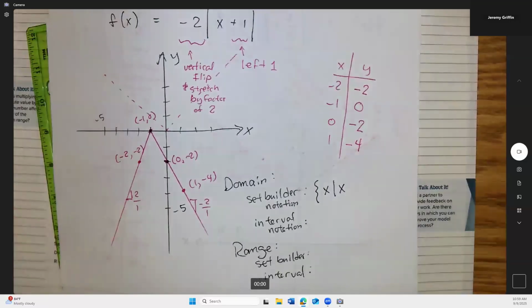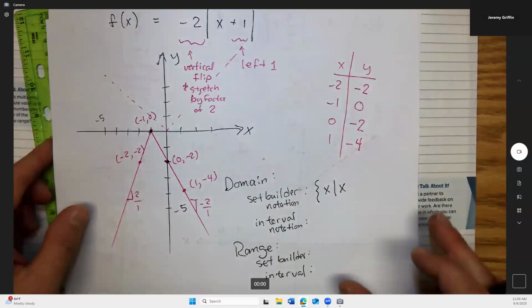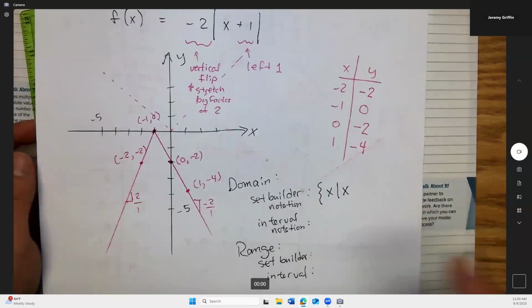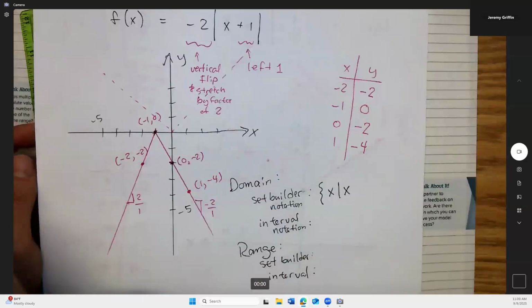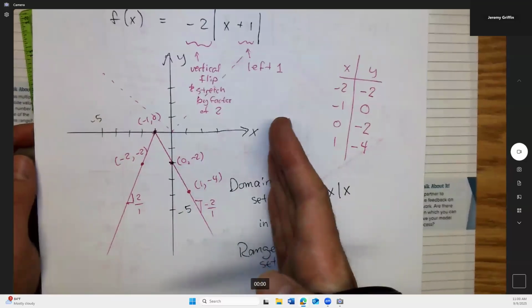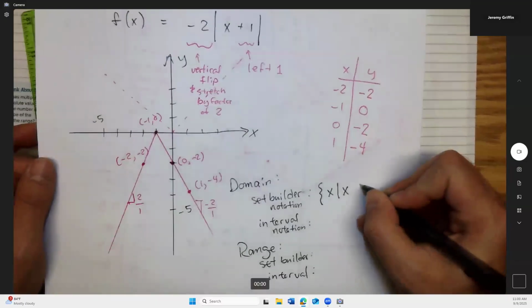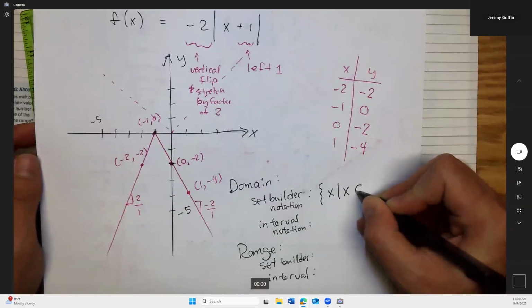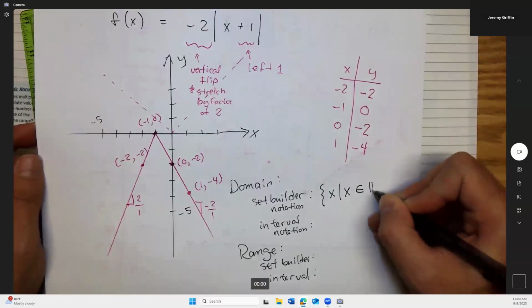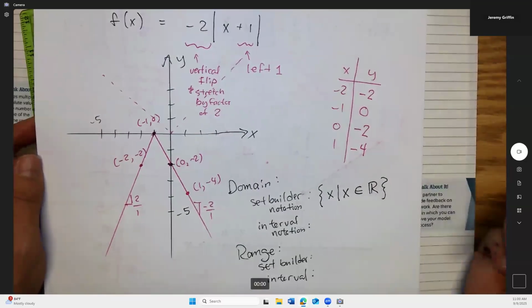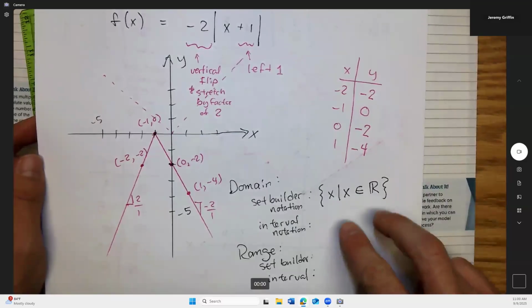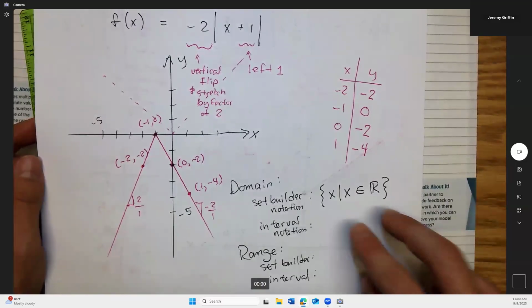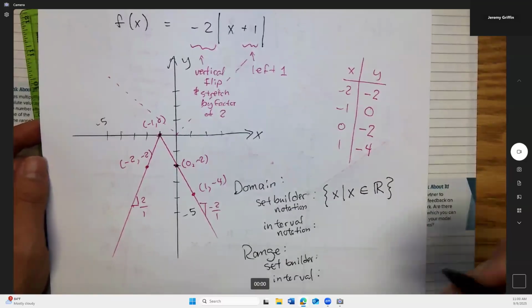Now, guys, look at that domain. Domain is possible x values, isn't it? So what are the possible x values? Could it be anything? Yeah, all real numbers. So how do you write all real numbers here? The element symbol, yeah, there you go. Element of all real numbers, and then close the curly bracket. So that's set builder. How do you write this in interval notation?